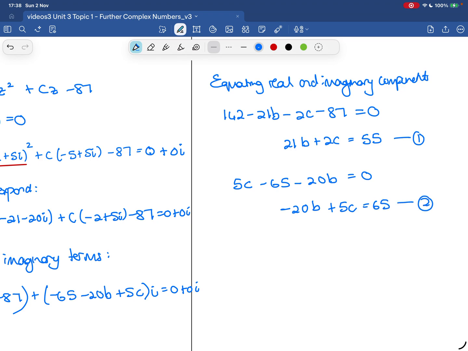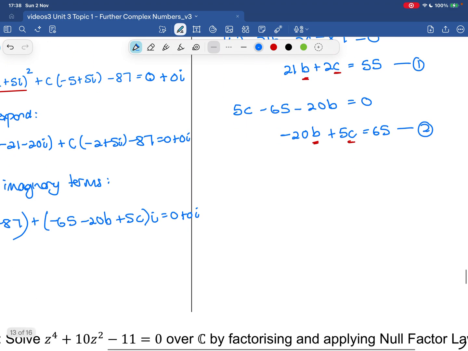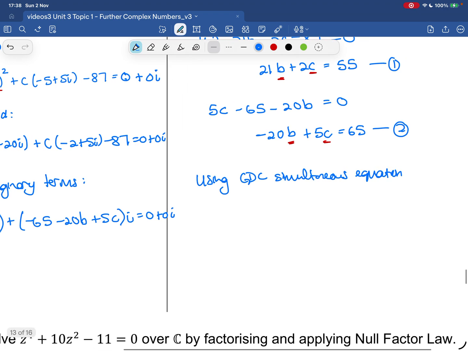Now notice I have written this so that my b's are one under the other and my c's are one under the other, because I'm actually going to use my GDC's equation solver, the simultaneous equation solver. So using GDC, simultaneous equation solver, and lo and behold, we get the same answer.